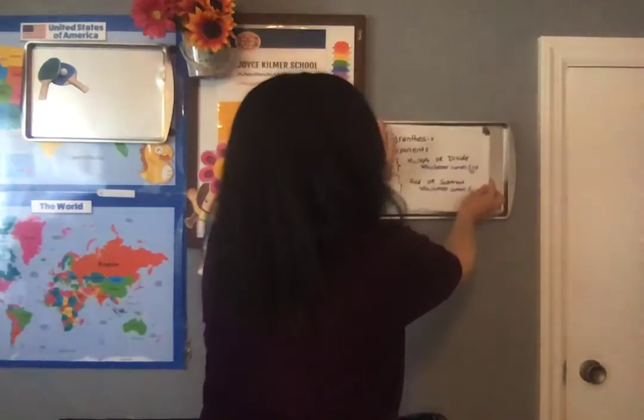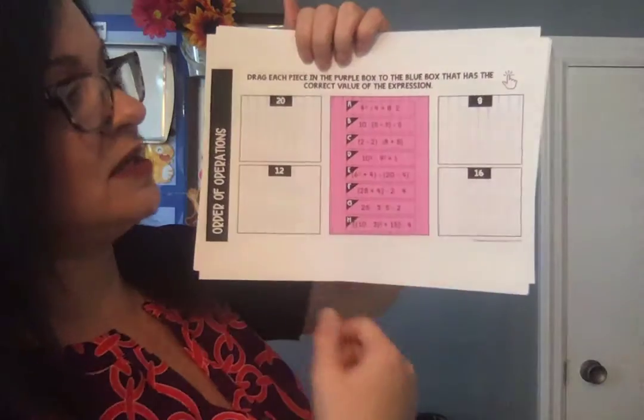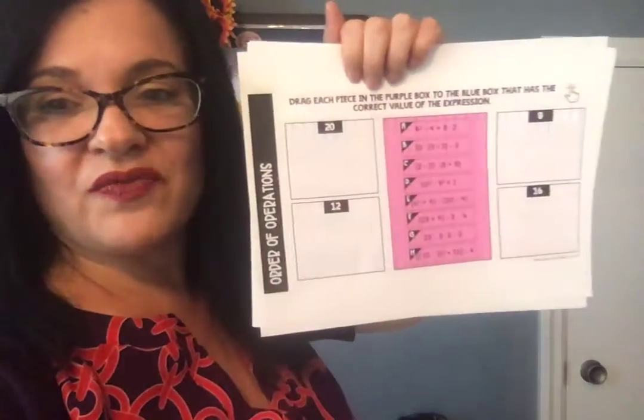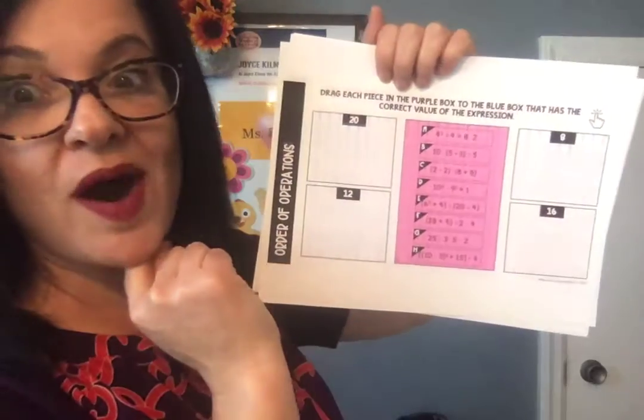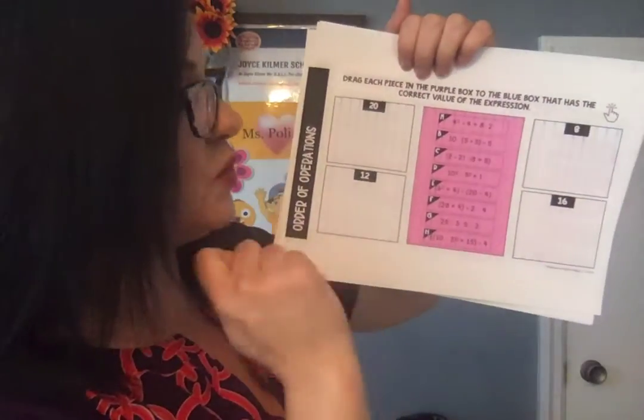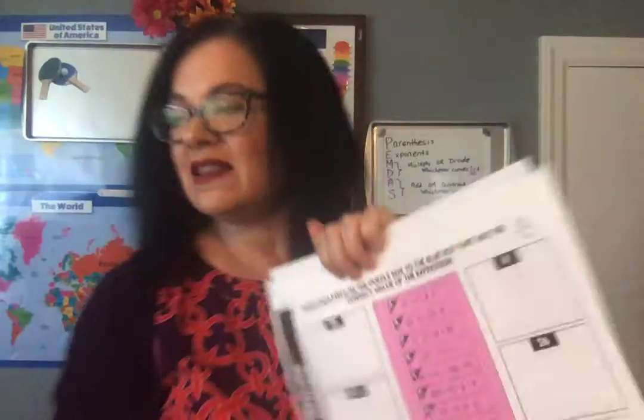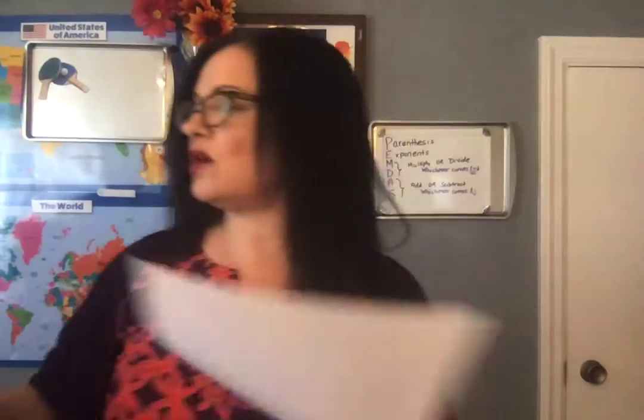Today, for day 16, we are going to review the order of operations. If you look at page 1, it'll look something like this. You'll have a bunch of expressions which you'll have to simplify. If they simplify to 20, you drag and drop the expression to the 20s box, or the 8 box, or the 12 box, or the 16 box. Let's see what that looks like. Let's go over a sample problem.